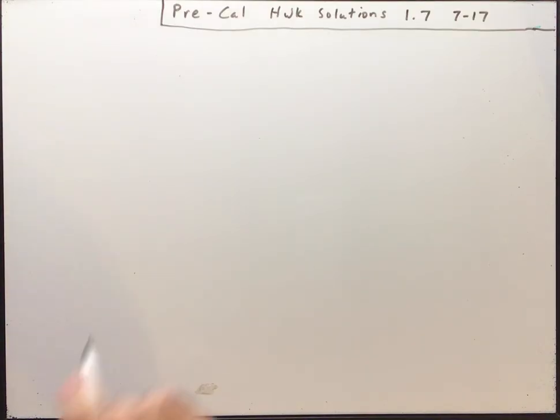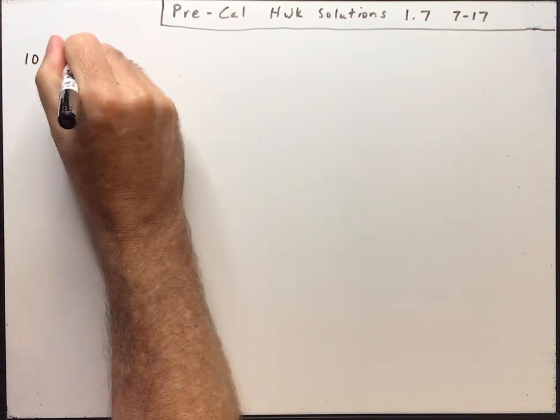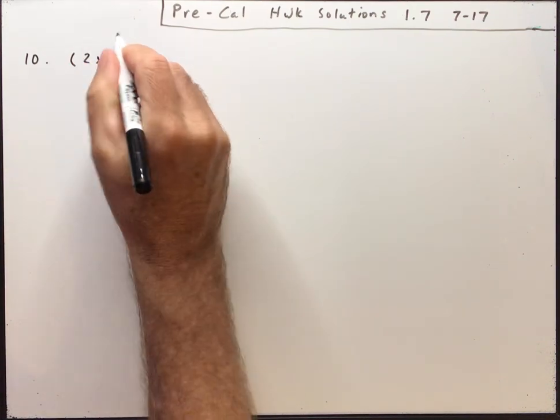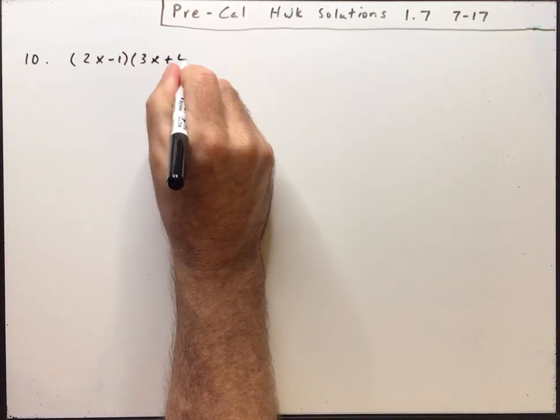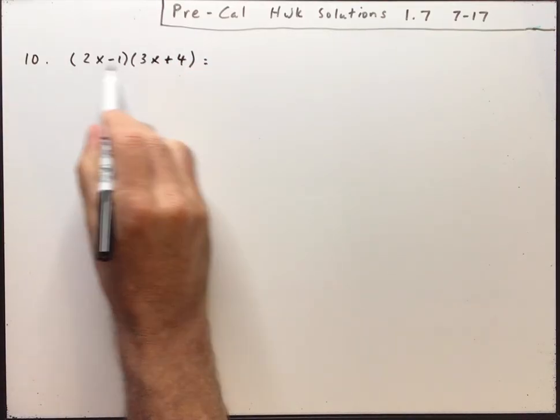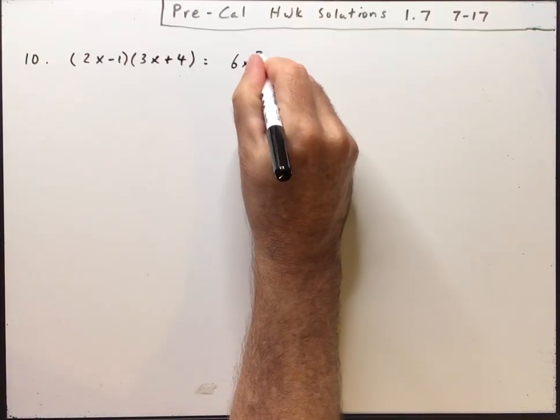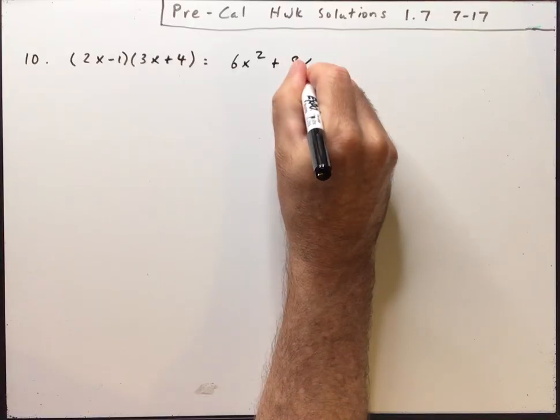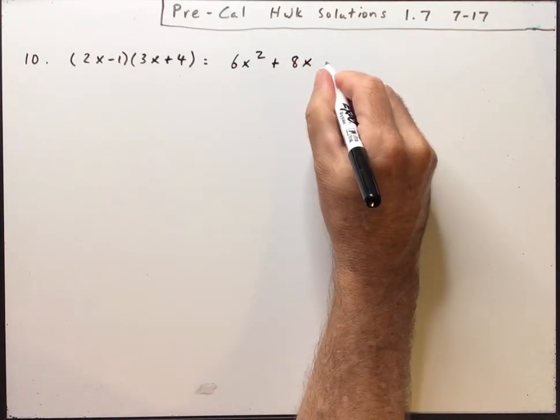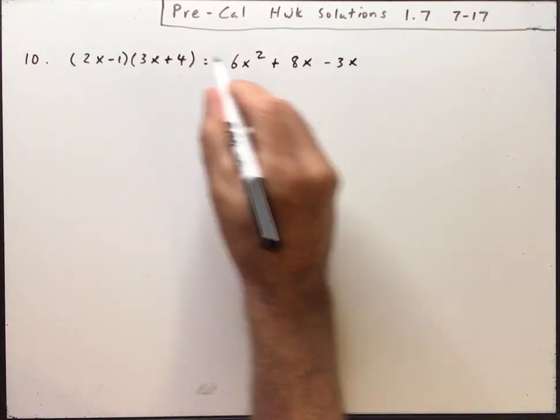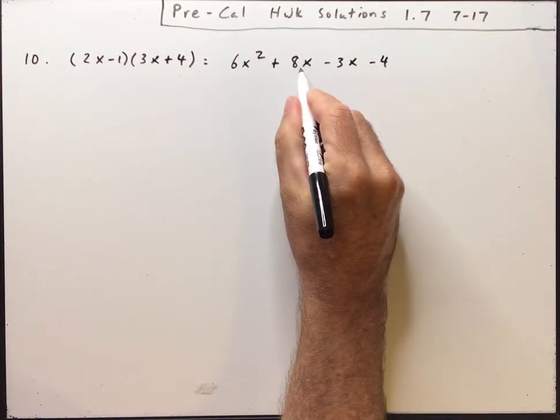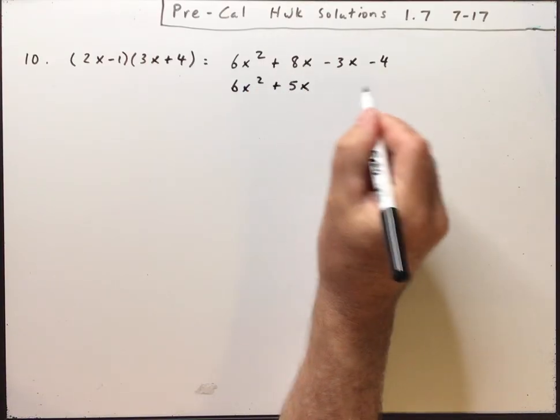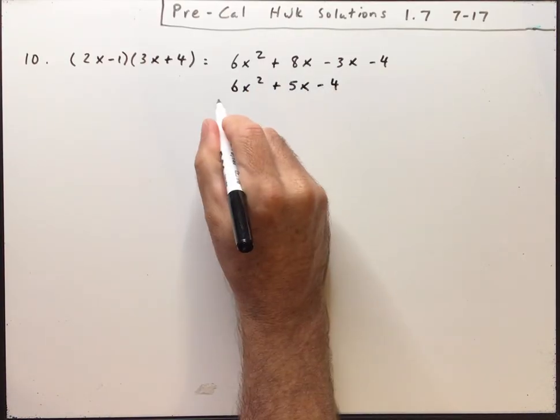Okay, let's take a look at number 10. So with number 10, we're going to multiply 2x minus 1 times 3x plus 4. So we're going to FOIL that. So the first term's 2x times 3x. That would be 6x squared. Then the outer term 2x times 4 would be plus 8x. The inner term negative 1 times 3x would be minus 3x. And then negative 1 times 4 would be minus 4. Combine the x terms and you've got 6x squared plus 5x minus 4.